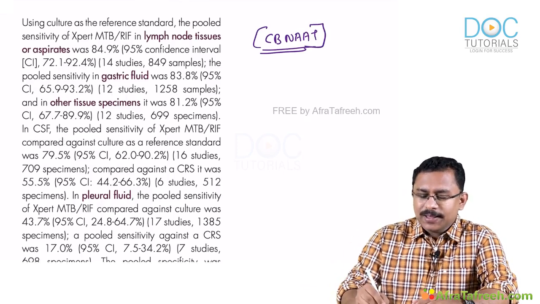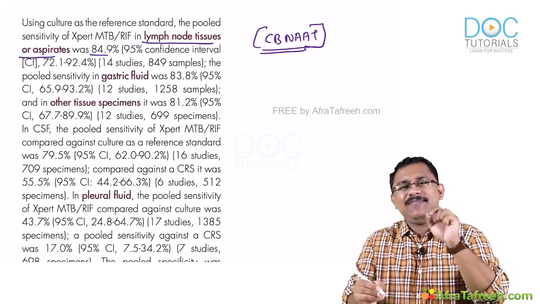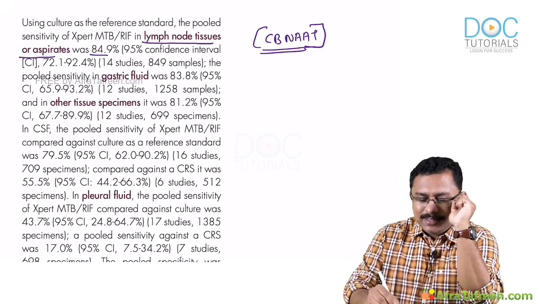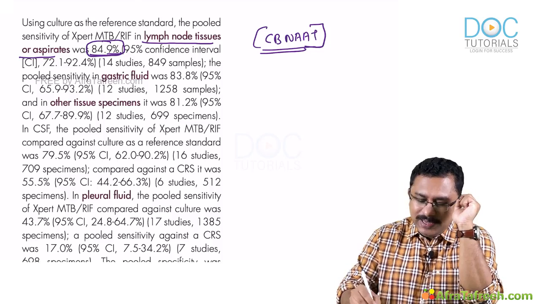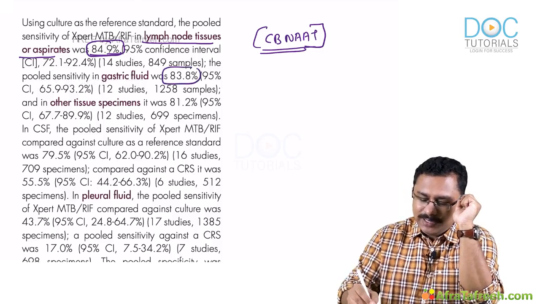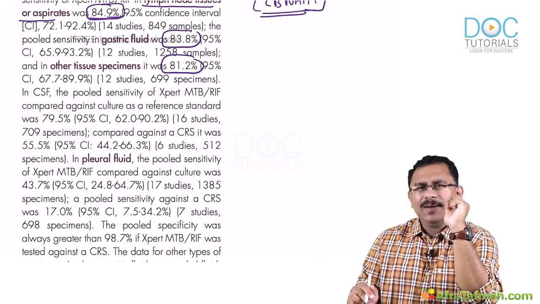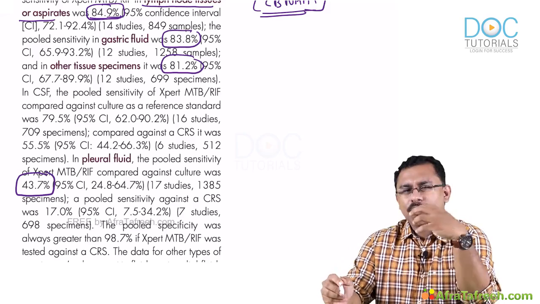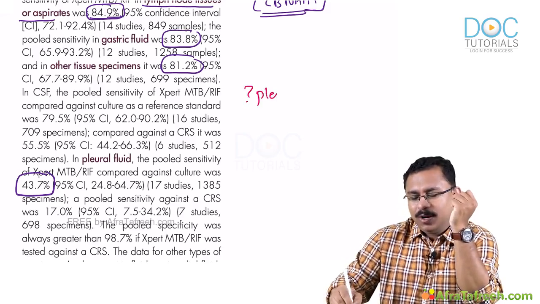Because you see, in case of lymph node tissues or aspirates, suppose you are taking a lymph node aspirate and you are doing the CB-NAT, the sensitivity is almost 85%. In gastric fluid, again 84%, the other specimens around 81%. Pleural fluid, the sensitivity is slightly less, around 43%. So that is the only challenge, that is a pleural fluid.